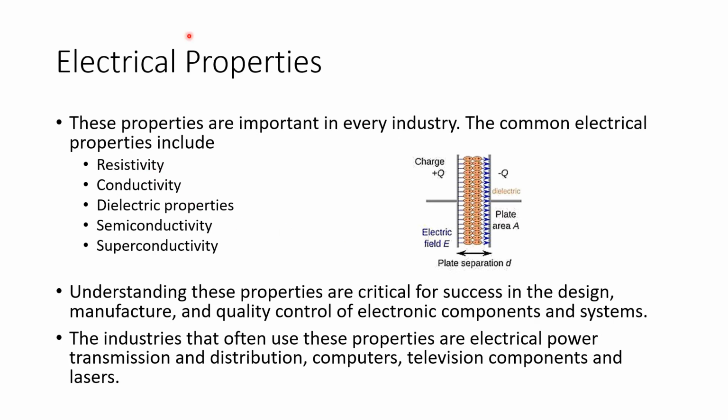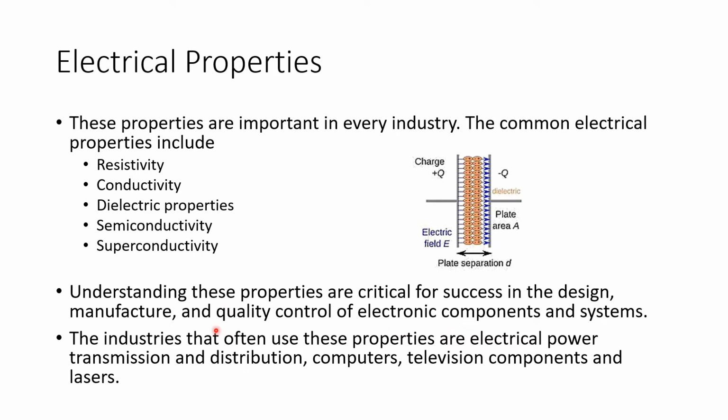So the electrical properties are these ones: resistivity, conductivity, dielectric, which is just insulator, and semiconductivity. Okay, half. This is whole, and this is half, and super is above that. So anyway, conductivity, resistivity, and the insulation, so dielectric. That's what we're looking at for electrical properties. You have to understand these properties, because if you don't understand them, you can't design. Simple as that.